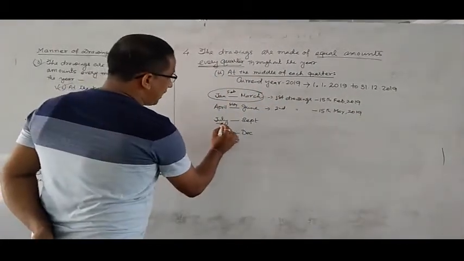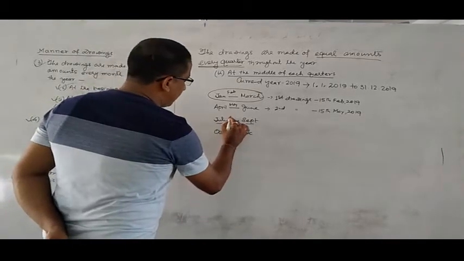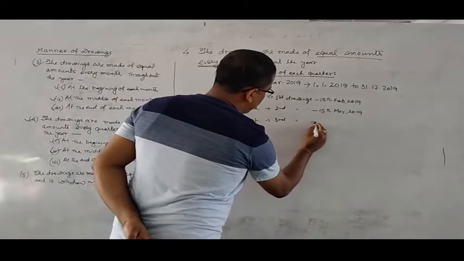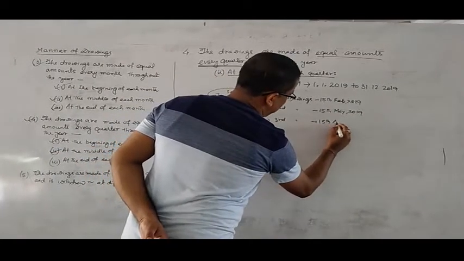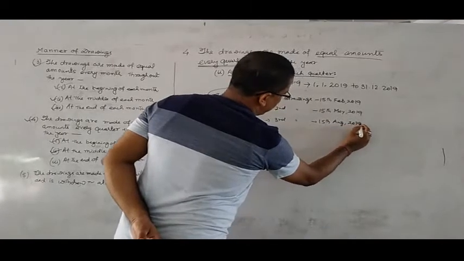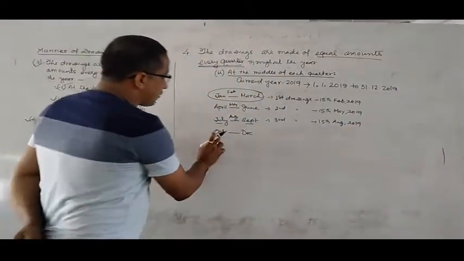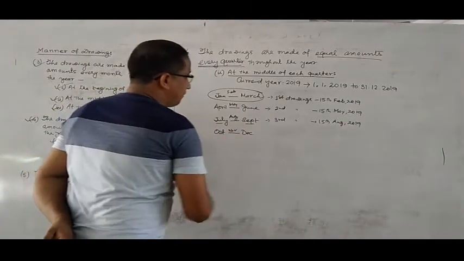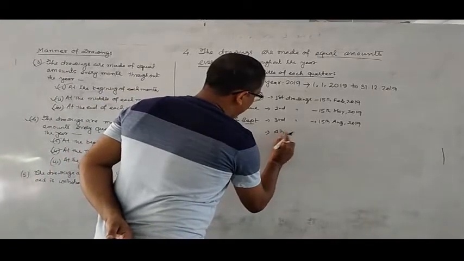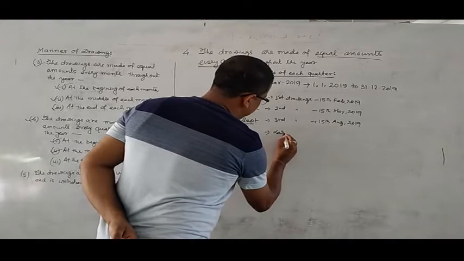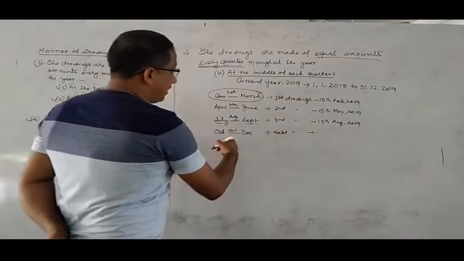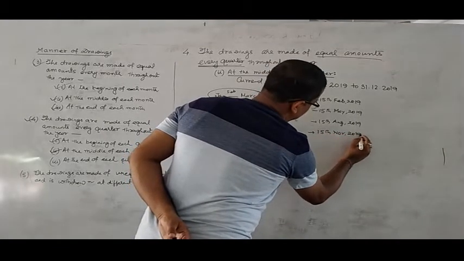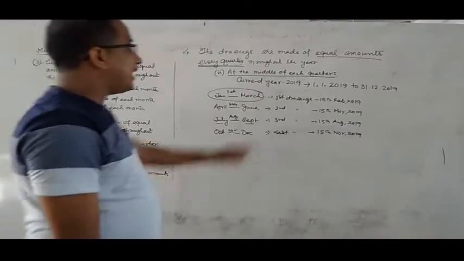Third quarter, July to September. The middle is August. Then our third drawing is 15th August 2019. And last quarter is October to December. The middle month is November. Therefore, the fourth and last drawing of this year is 15th November 2019. Okay. This is the current year 2019.